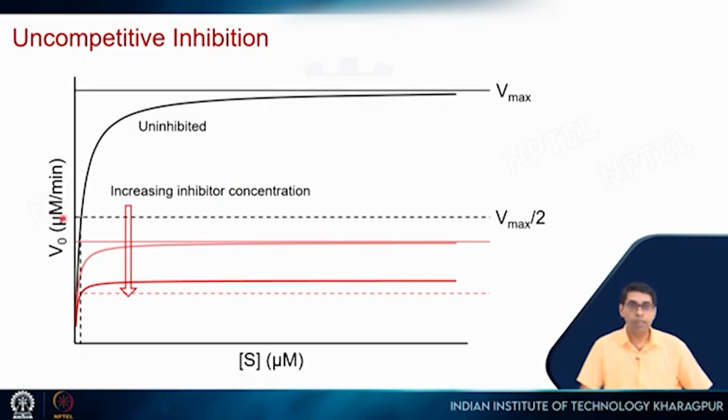But you can see that in this particular plot, it will be very difficult to determine Km. If I increase my inhibitor constant even further, the Vmax goes down even further. So my Vmax by 2 will be somewhere here, and my Km will be even somewhere here. So this will become really difficult to estimate what is Km.